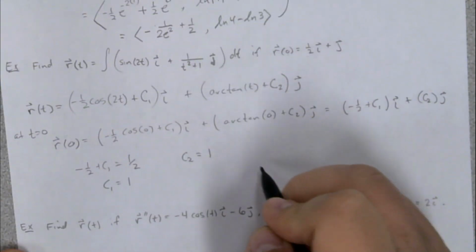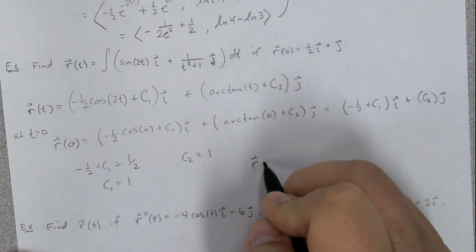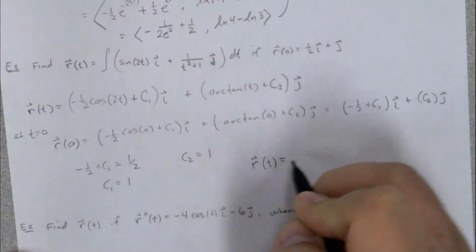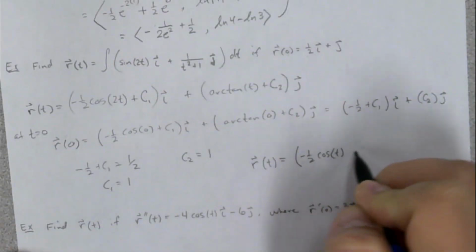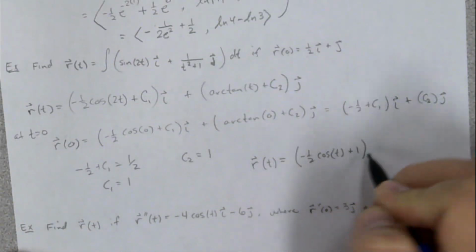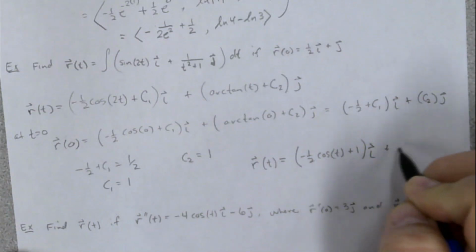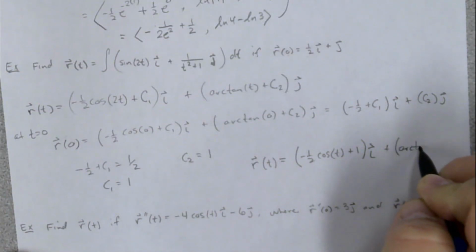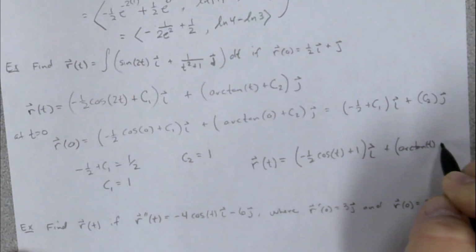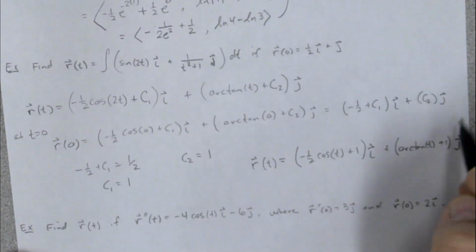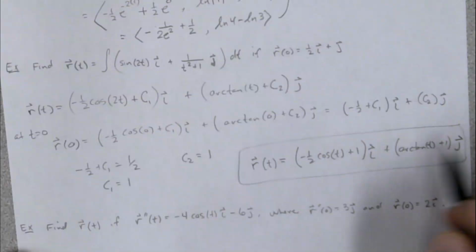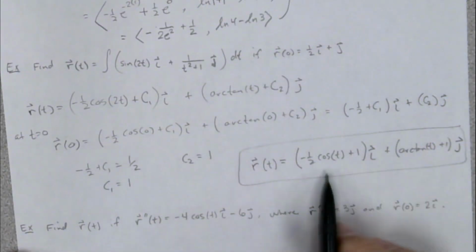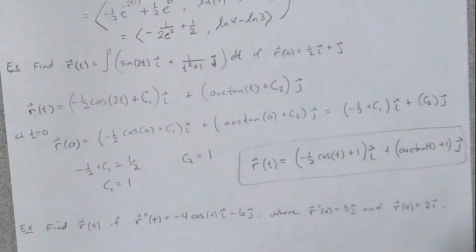So my final answer then is going to be negative 1/2 the cosine of t plus 1, vector i. And then this will be the arc tangent of t plus 1, vector j. And you could also have written it in component form, but because it gave you ij form, you should write your answer in ij form. Okay?